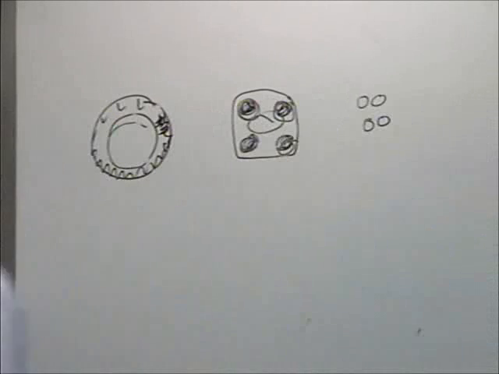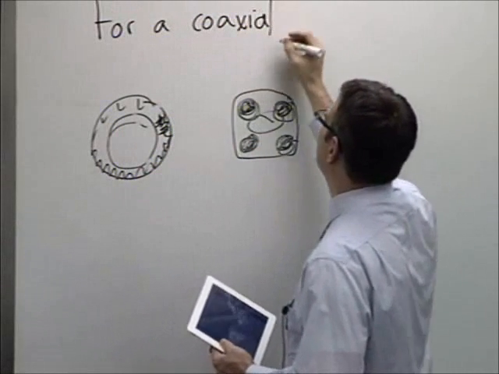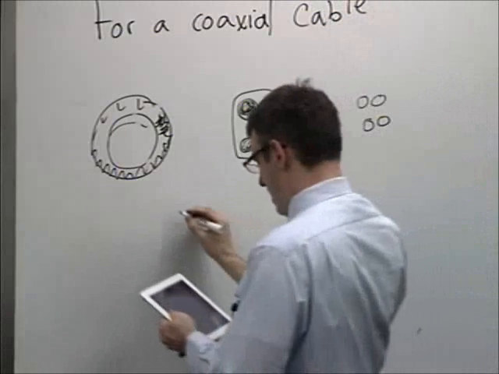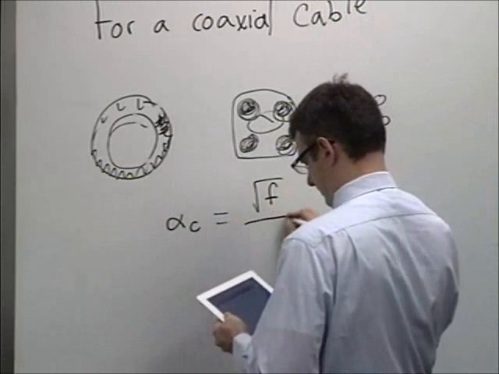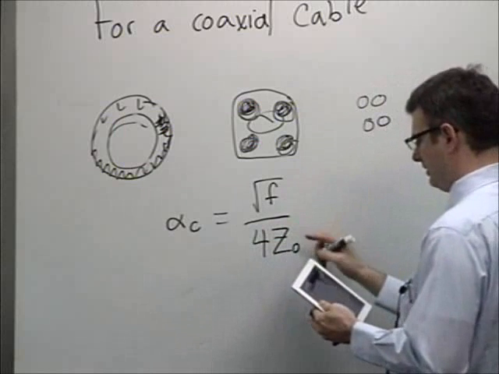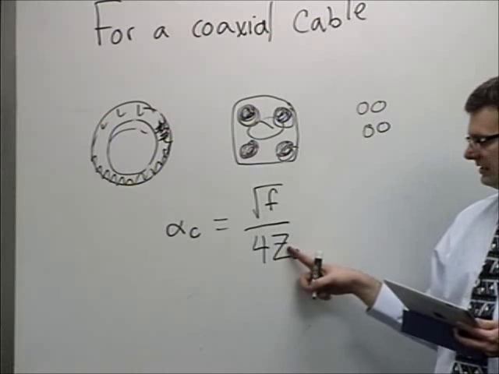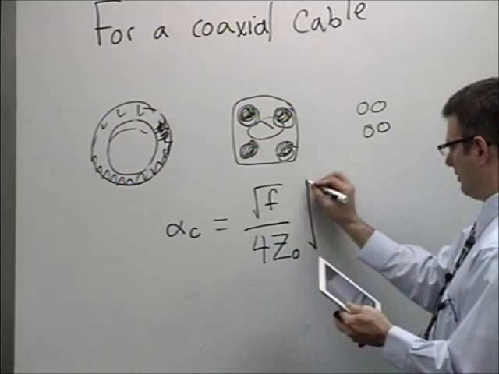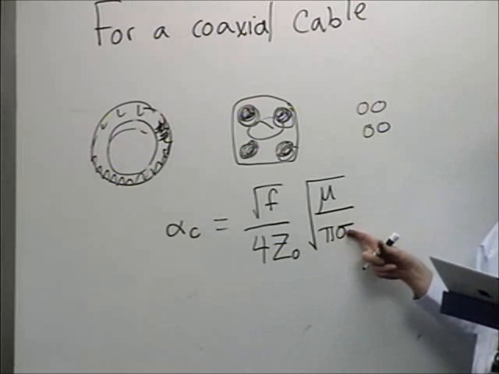Okay, so let's use this in an example. For a coaxial line, one of our most favorite forms of transmission line, my conductor losses, alpha sub c, is equal to the square root of f, there's that square root of frequency dependence, divided by 4 Z naught. Z naught is in the denominator. Higher impedance means less loss, less conductor loss. Square root of mu over pi sigma, higher conductivity, less loss.